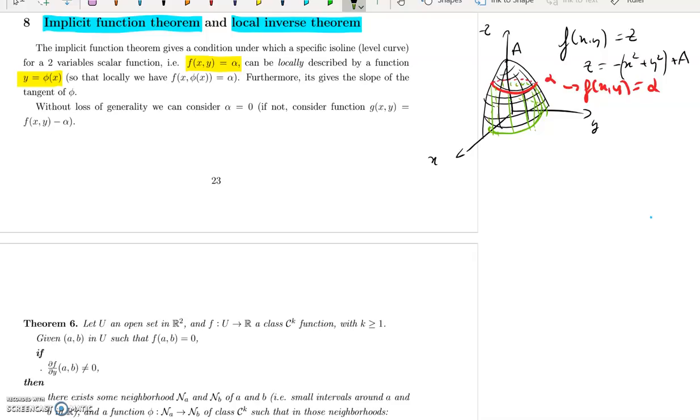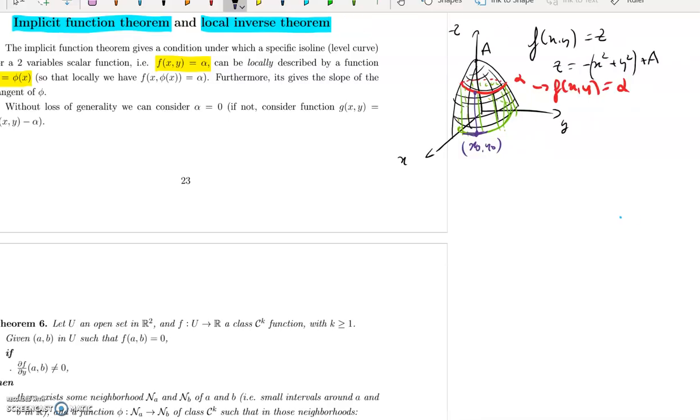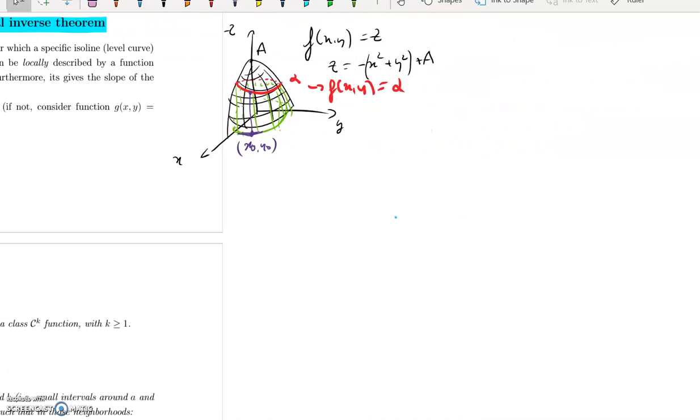And the idea is that, let's say you know some specific value, (x0, y0), that belongs to this curve. So f(x0, y0) equals alpha. Can you describe the surroundings of (x0, y0) that make the (x, y) belong to that level curve? Can you describe it as y depending on x, as y equals a function of x? So let's try it a bit.